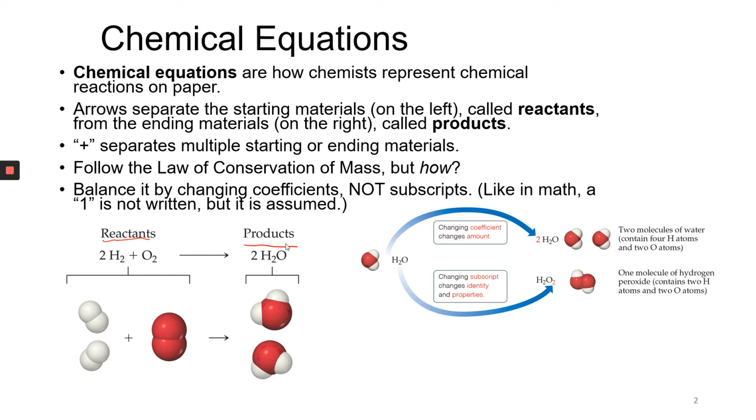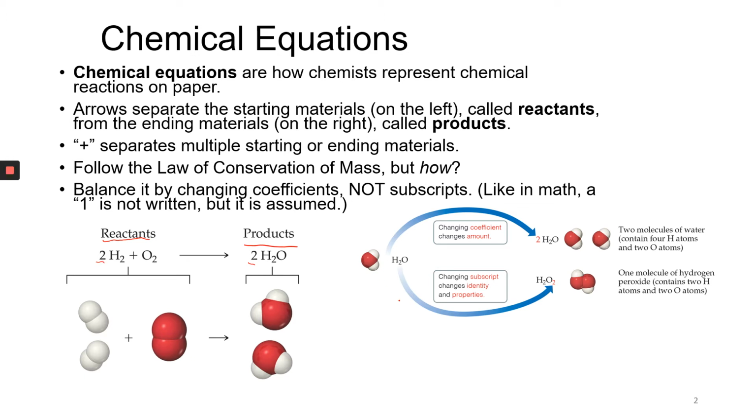A balanced equation follows the law of conservation of mass. That is why you see these coefficients here. So the mass on one side of the arrow has to be equal to the mass on the other side. So when you're balancing, you only add coefficients. You cannot add a subscript.